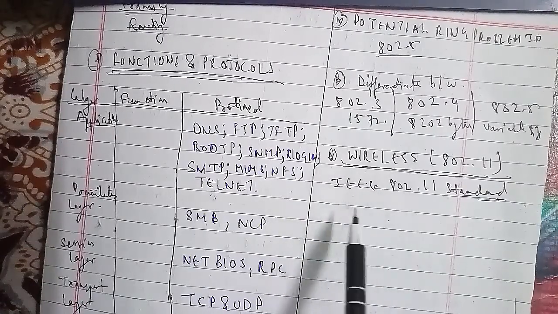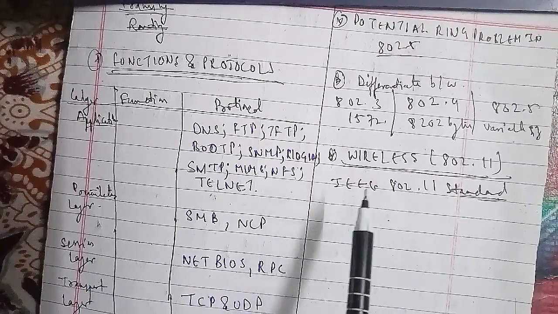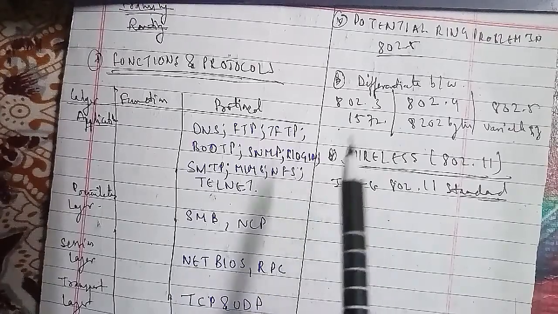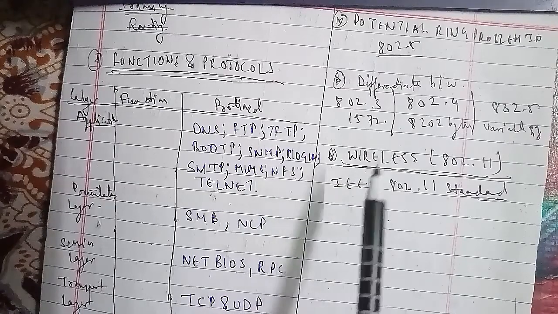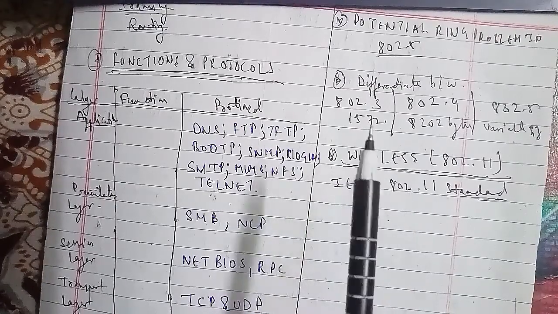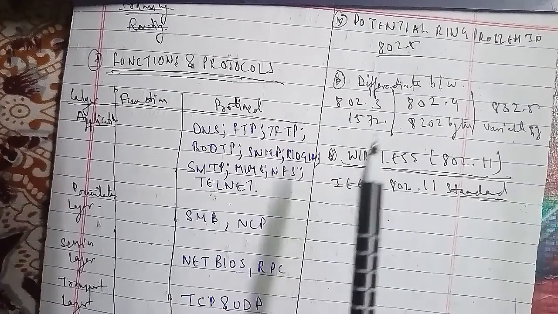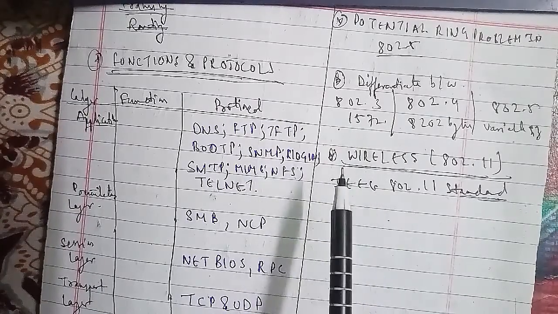IEEE 802.11 defines three types of station based on the mobility in the wireless LAN. First, we have no transition. The second is BSS transition, and the third is ESS transition.